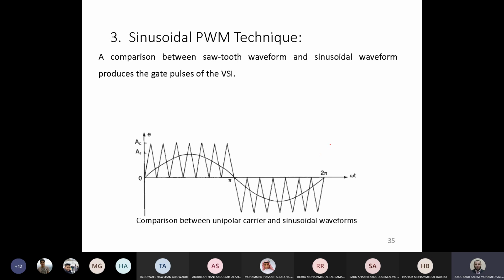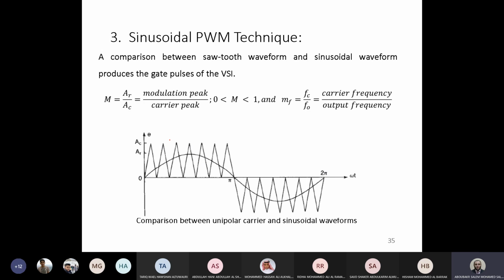Sinusoidal pulse width modulation. We will have two different waveforms. One is called the modulating waveform, which is the sinusoidal wave here. This is called the modulation waveform. And another is called the carrier. In order to understand, please take care about this very important note.